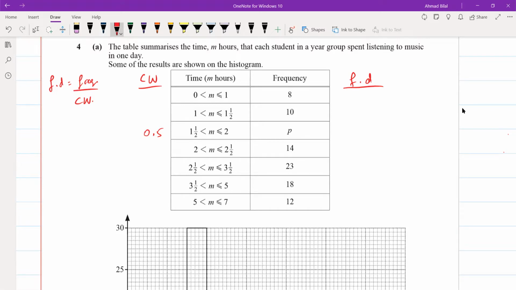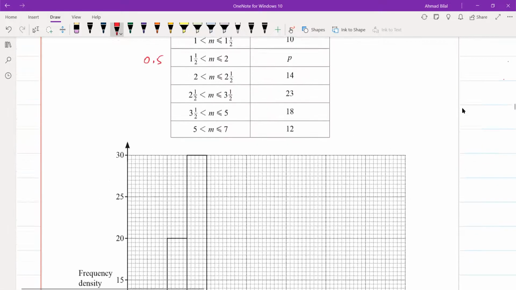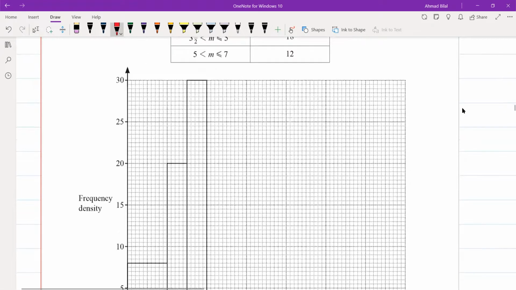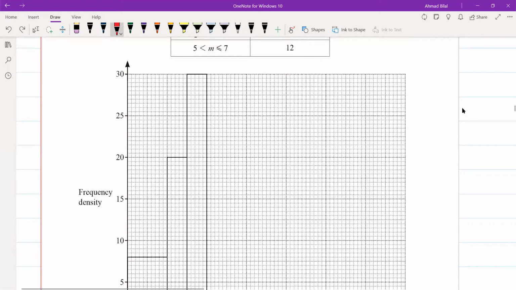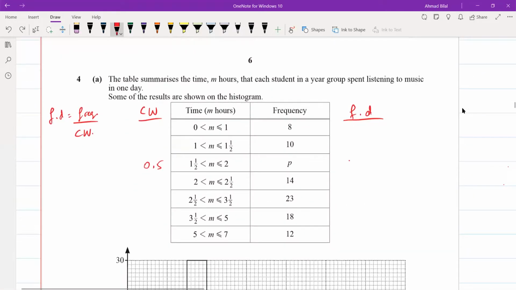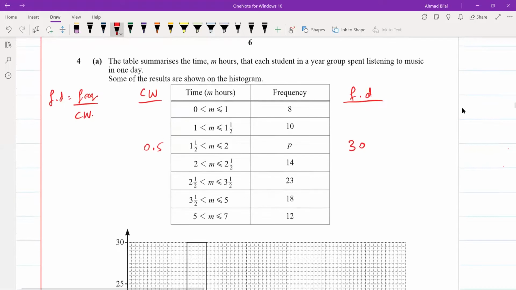Frequency density हमारे पास ये histogram पे देखें, ये कौन सी class है? 1.5 से 2 तक. That's this class here, ये वाली class. इसमें आप देखें frequency density कितनी है इसकी? 30. ये बार कहाँ तक जा रही है? 30 इसकी value है. So the density is basically 30 here from that histogram.